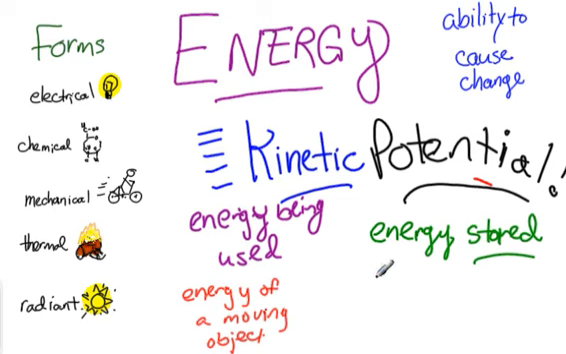In chemicals, just like the food that we eat, that's energy stored. But when we convert that chemical storage into motion, then it's kinetic. In terms of thermal energy, we have stored such as the wood for the fire. And actually having a fire is kinetic energy, energy that's being used.